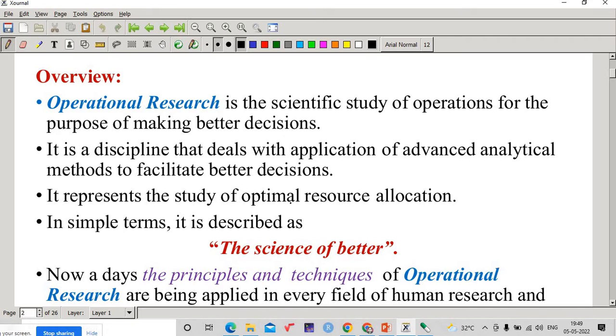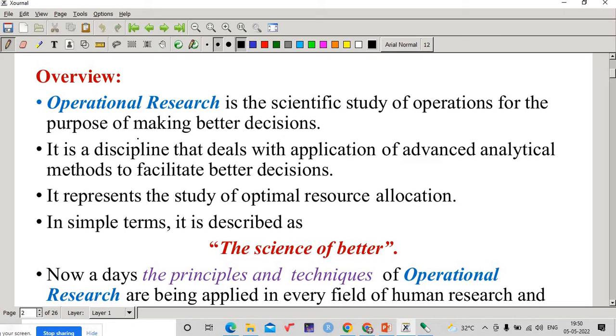So the books which we are using as textbooks for our syllabus, either Gerald and Lieberman, or J.K. Sharma or S.D. Sharma, you can refer to for further details of the theoretical part of operation research.